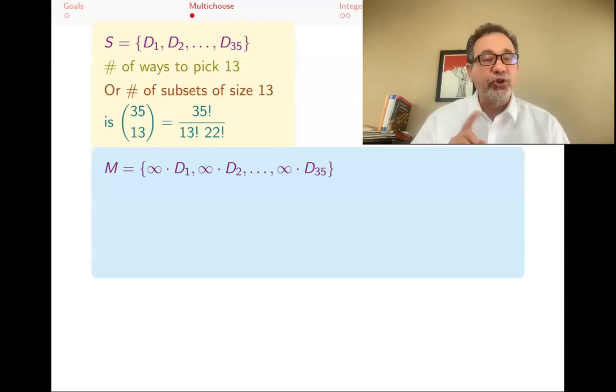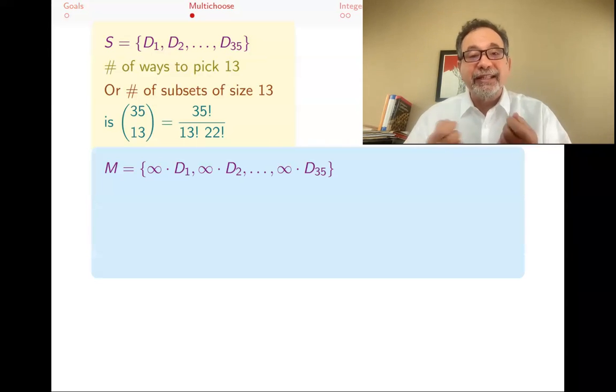But here the situation is a little bit different. I don't have a set of 35 donuts. I have a multiset. A multiset is just the same as a set, except every element is allowed to be repeated.